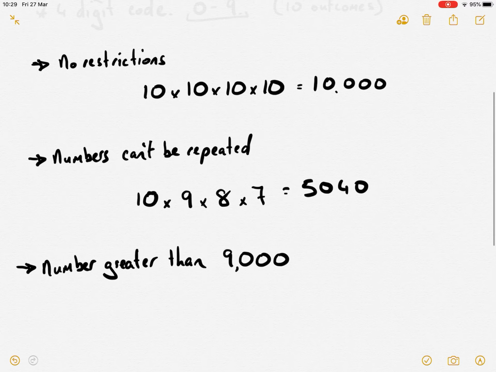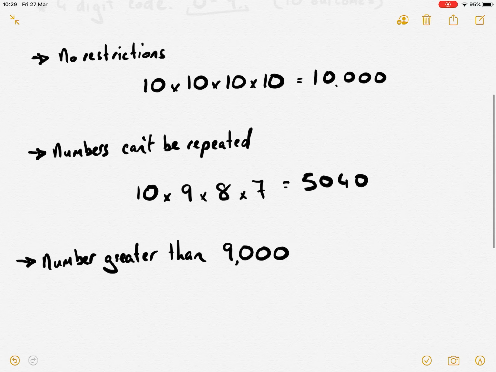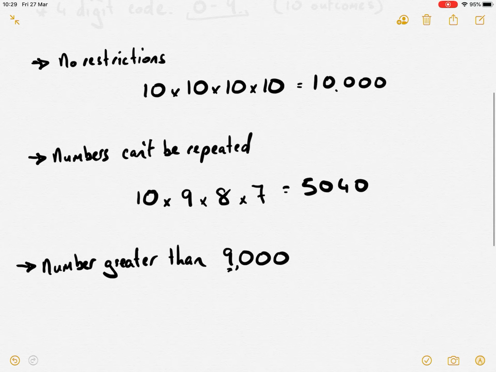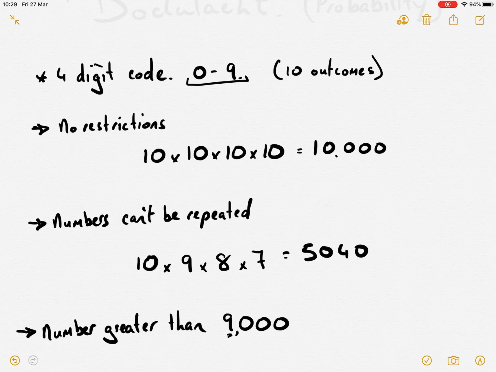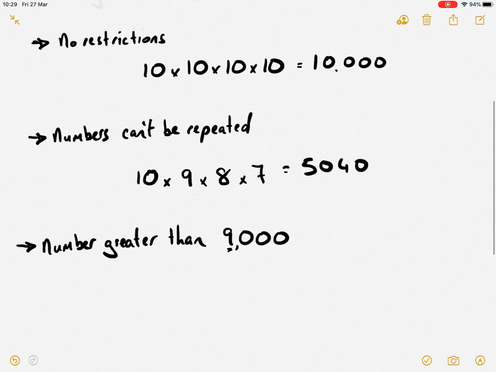So it's any digit, but it has to start with a number 9 or greater. We can see there the digits 0 to 9. Well, 9 is the highest number, so I know my first digit must be a 9. You see I wrote down 1 there for my first digit, because I only have one outcome I can choose, the number 9.